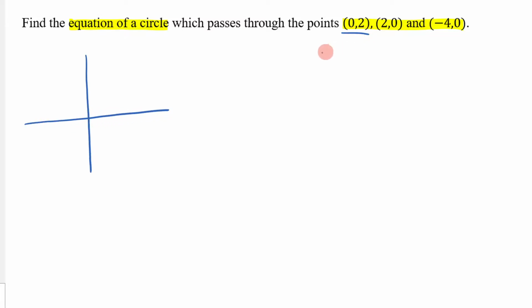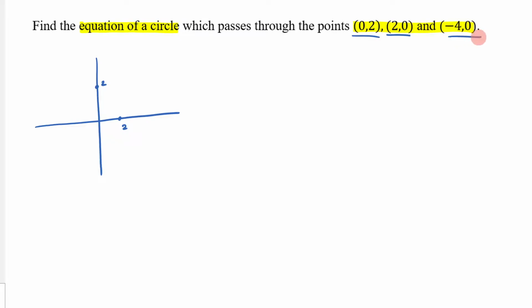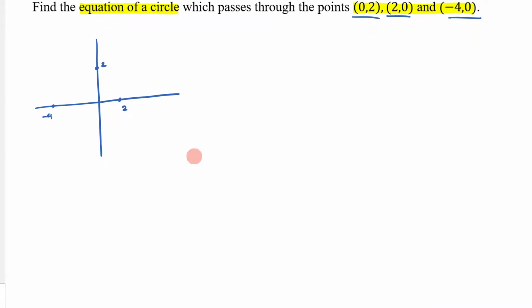So here we've got a y-intercept of 2. Here we've got an x-intercept of 2. And here we've got an x-intercept of -4. So that means we're going to get a graph that looks something along the lines of this. It's going through there. Well, that is one ugly circle. It's going to look something like that.